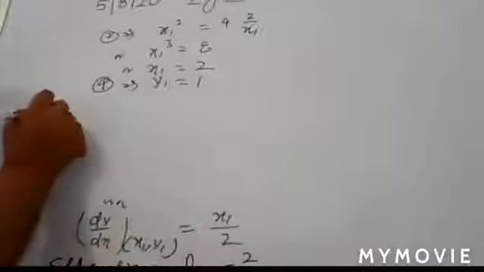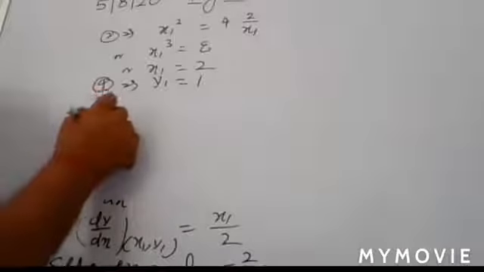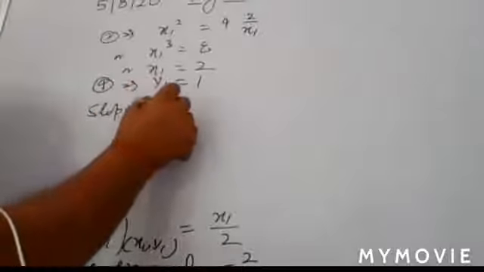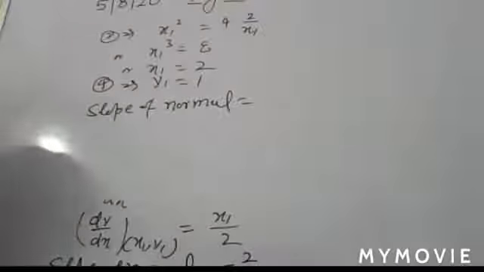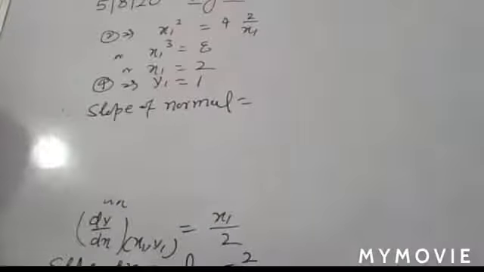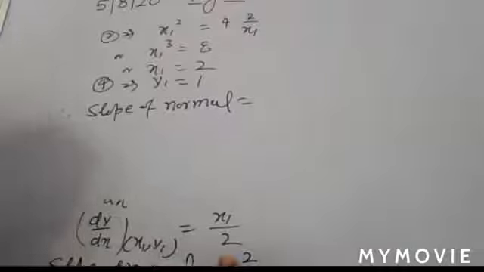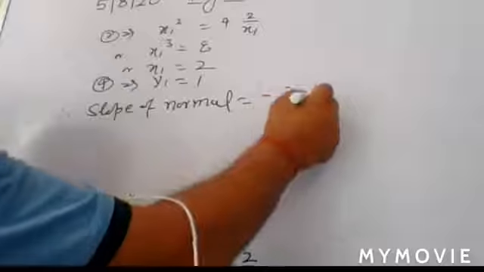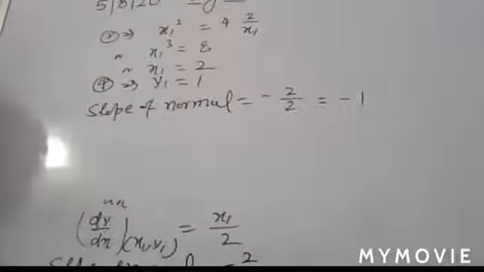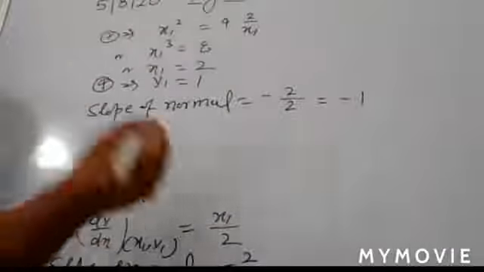So you have to find the slope of normal. So write it in slope of normal. So slope of normal is equal to, that's right, slope of normal. So put it there in slope of normal. You have -2 upon value of x1 is 2. So you have -1. So -1 is the slope of normal.